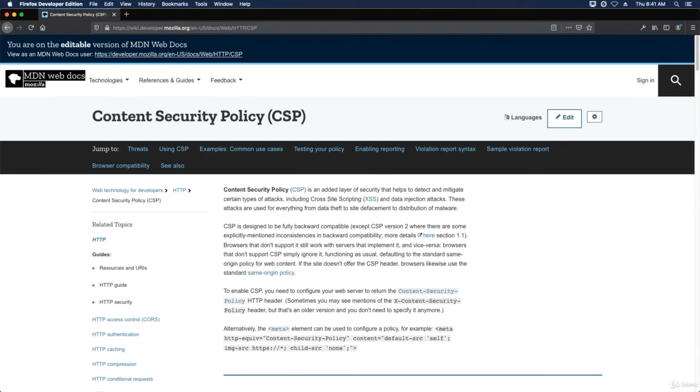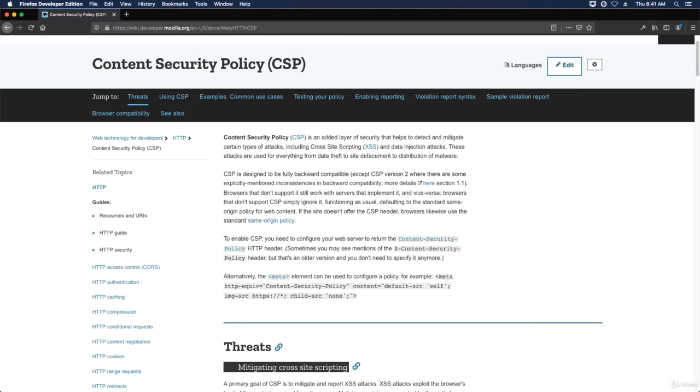So CSP is designed to be fully backward compatible. Browsers that don't support it still work with servers that implement it, and vice versa. Browsers that don't support CSP simply ignore it, functioning as usual, defaulting to the standard same origin policy for web content. If the site doesn't offer a CSP header, browsers likewise use the standard same origin policy.